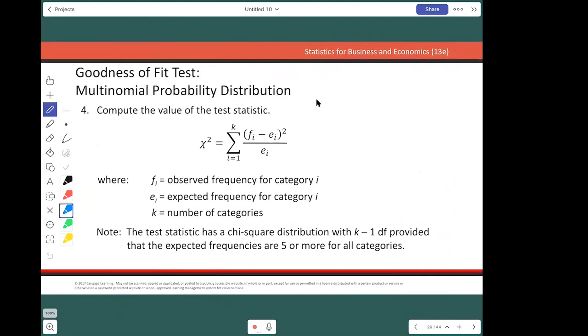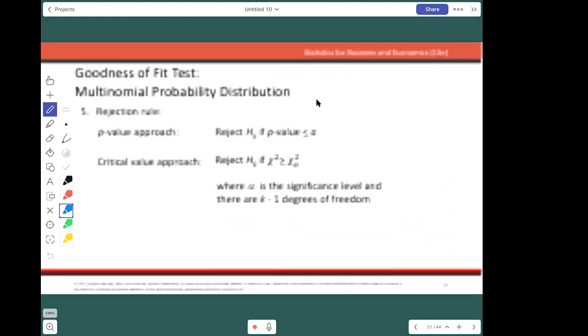As you notice, same formula, Fi minus Ei. But now, because we don't have multiple rows, just one row, because we have the proportions, we multiply the big sample by those proportions, we get the actual expected frequencies, and then we could certainly compute the chi-squared value. Degrees of freedom is the same, k minus 1. And so here we are.